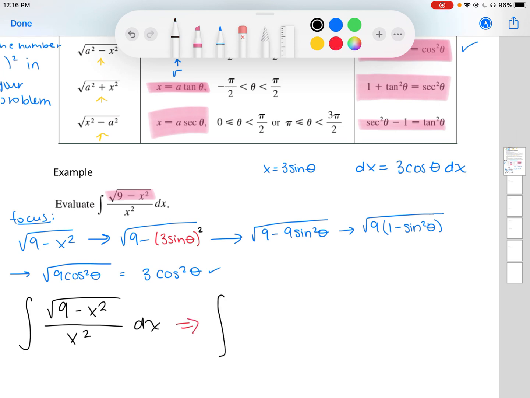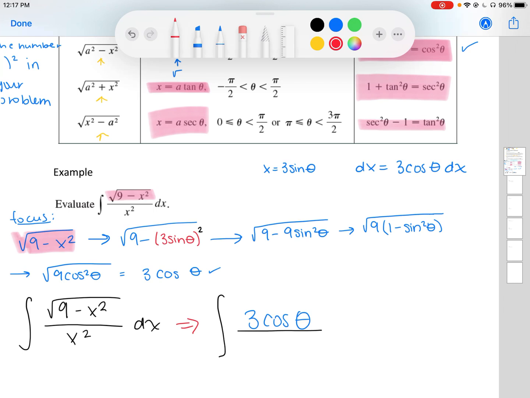Okay, so in our integral, we have our numerator. Remember that square root? We clean that up to be 3 cosine theta. I don't know why I wrote squared. He took the square root, so it's not squared. 3 cosine theta. Okay, in our denominator, we have x squared.